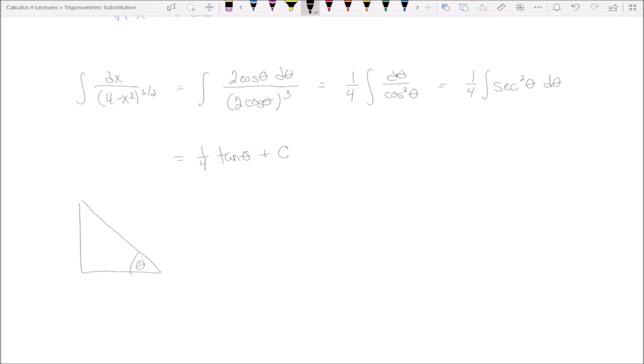That's our angle theta, right? We had sine of theta is x over 2. So there we go. Tangent theta would then be x over square root of 4 minus x squared. Just writing this simpler, we get x over 4 square root of 4 minus x squared plus a constant as our antiderivative.